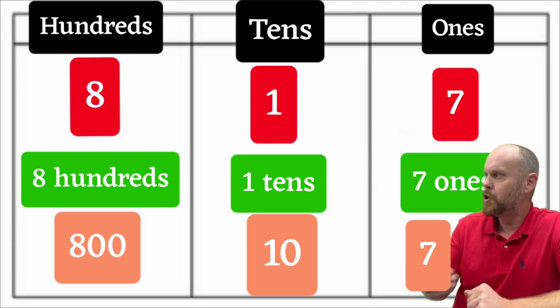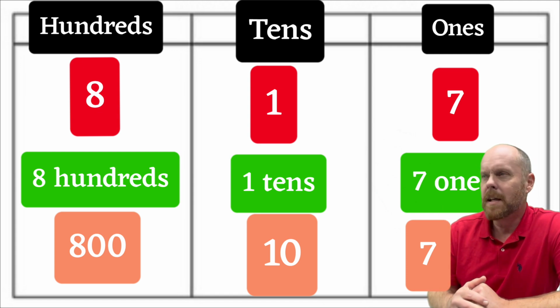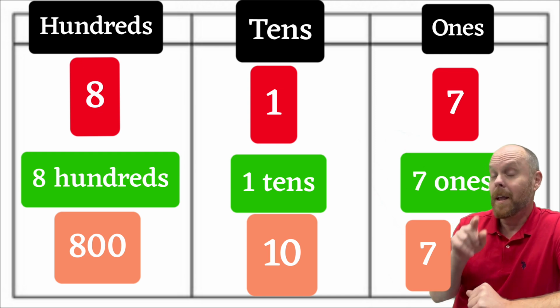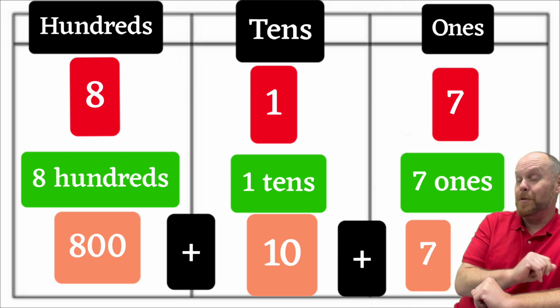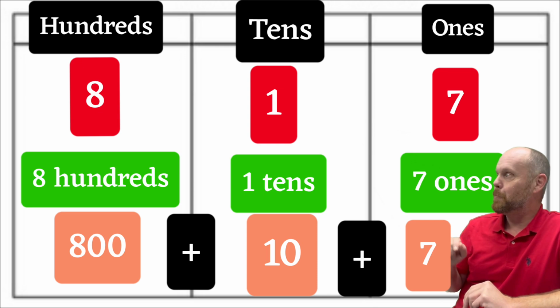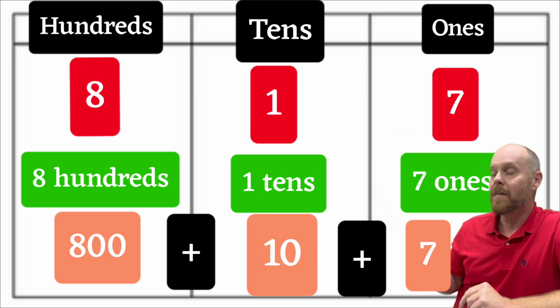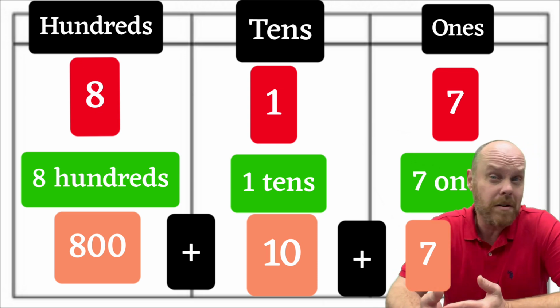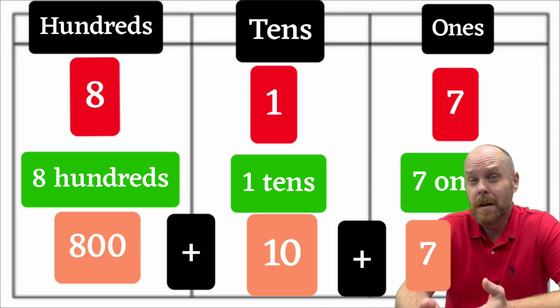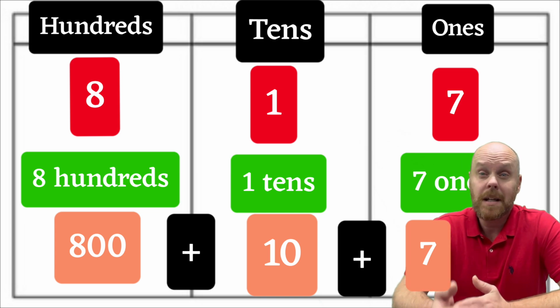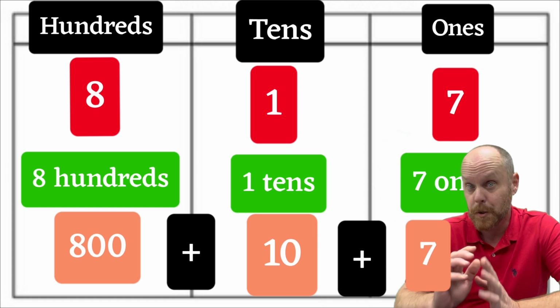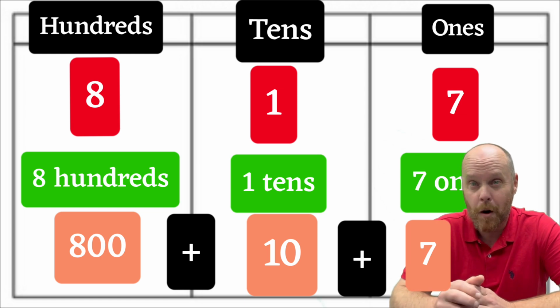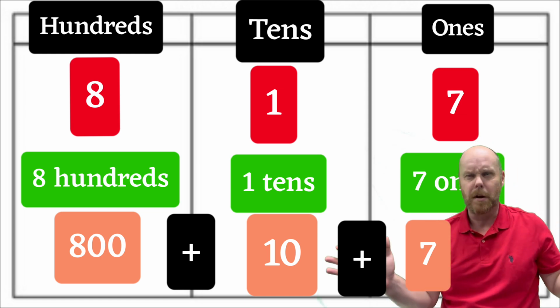How does that show 817? Well, if I add addition symbols here, we have 800 plus 10 plus 7. Well, we know in our addition, if we add those digits up, it's going to equal 817. This is called expanded form. All right? Expanded just means make it bigger.